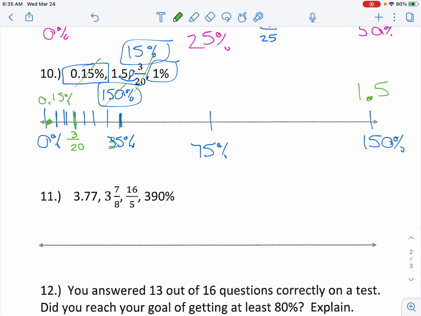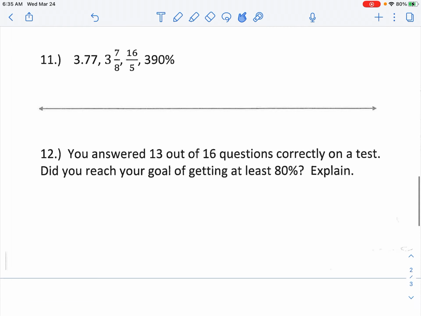And 1% is the only one we have left. And 1% is going to be sitting right down here, between 0% and 5%. Those were pretty close together. All right, let's see what we got. Move the decimal twice to the right. This is 377%.